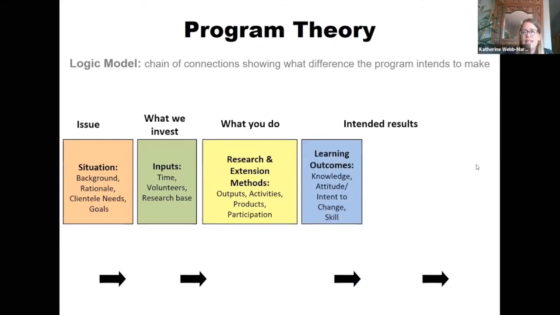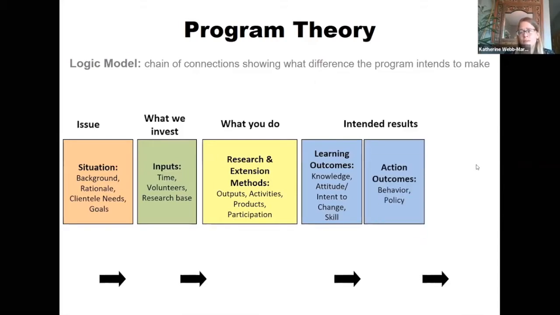So first, you might see learning outcomes, right? People changing knowledge, changing their attitude, demonstrating they're intending to change early on. Okay, I did this training. I think I'm going to adopt this new practice. I haven't yet, but I'm intending to change. That's an earlier learning outcome.